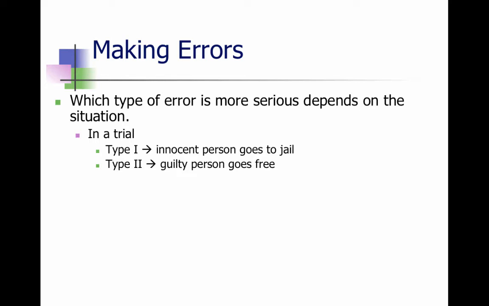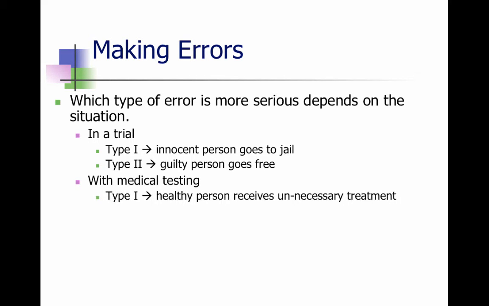Depending on who you are, one of these is more serious than the other. It's more serious for the particular person in a type 1 error, because they're going to jail when they didn't do it. It's more serious for the general public for a type 2 error if, say, a murderer goes free. With medical testing again, a type 1 error is that a healthy person receives unnecessary treatment.